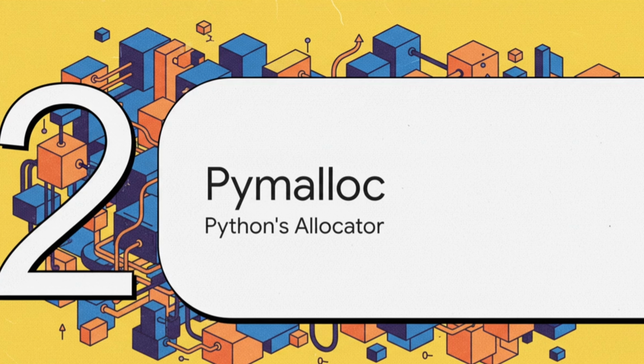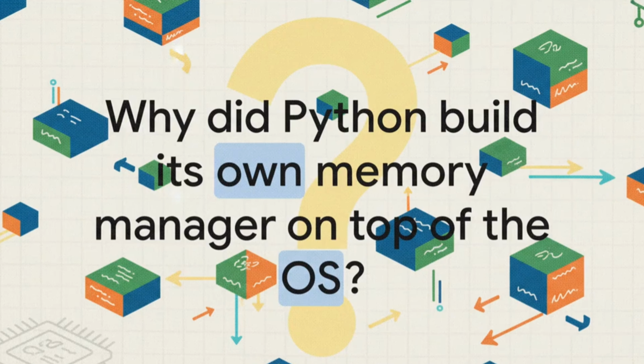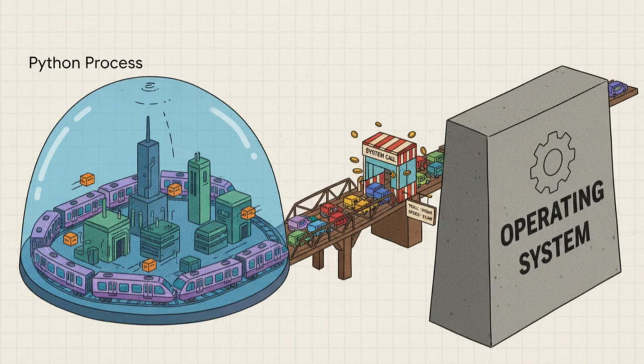Okay, so reference counting tells Python when to clean up. But where did that memory even come from to begin with? Well, that brings us to the next layer of the onion, a special custom-built memory allocator called pymalloc. And you might be wondering, wait, the operating system already knows how to manage memory, right? It's got things like malloc. So why on earth did the Python developers build a whole separate system just for Python objects? The answer, in one word, is speed.